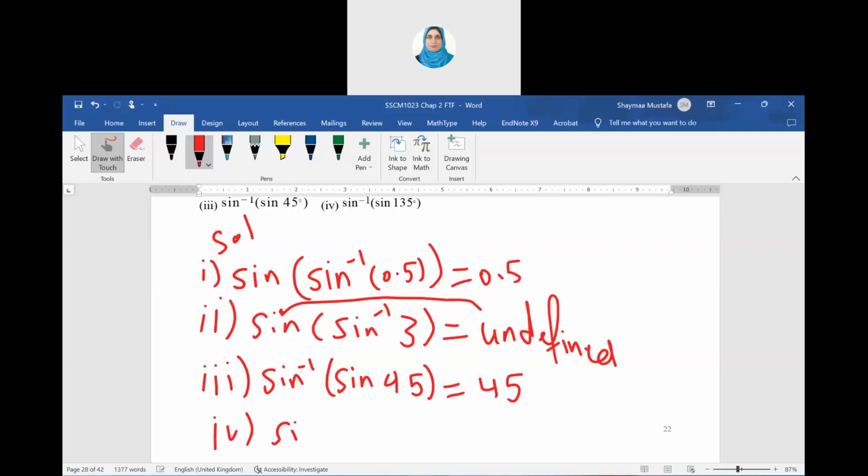Sine inverse sine 135 equal to what? Defined. Sine inverse sine 135.